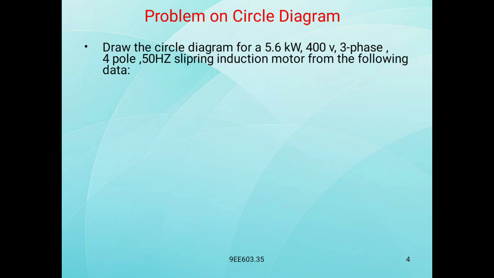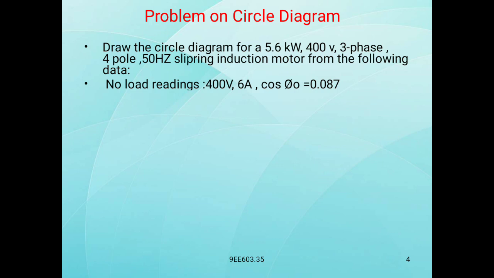Now draw the circuit diagram for a 5.6 kilowatt, 400 volts, 3-phase, 4-pole, 50 hertz slip ring induction motor from the following data.